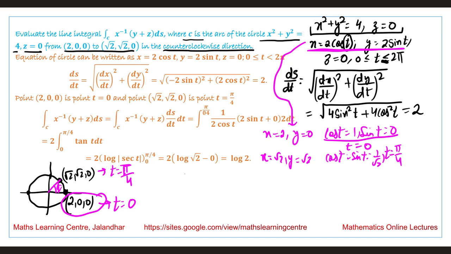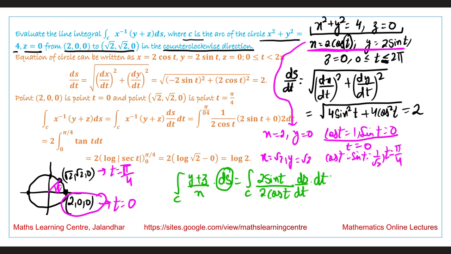Now we have to find the integral of (y plus z) by x into ds. This is over C. So we are writing it as integration over C. The value of y we have is 2 sin t. The value of z we have is 0, divided by 2 cos t. Then we have ds, and ds we can write as ds by dt into dt, and the value of ds by dt we have is 2. So the answer we obtain over here is 2 times integration.